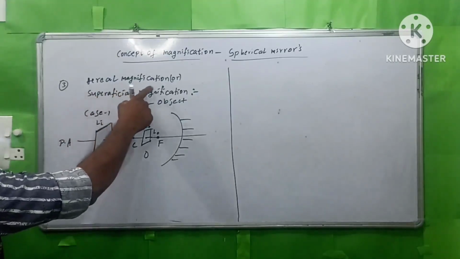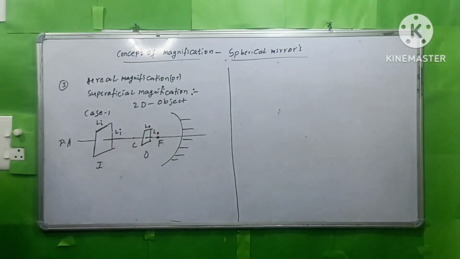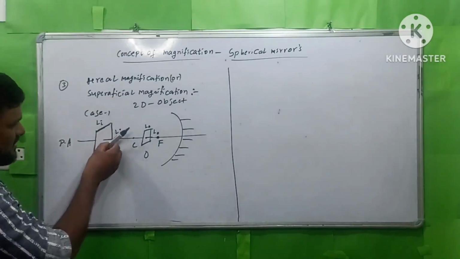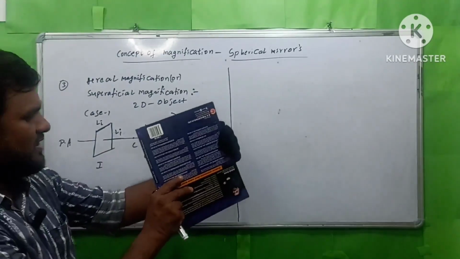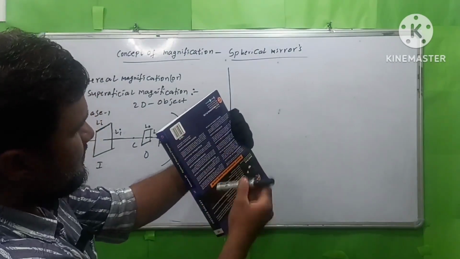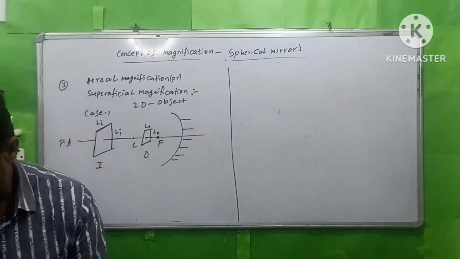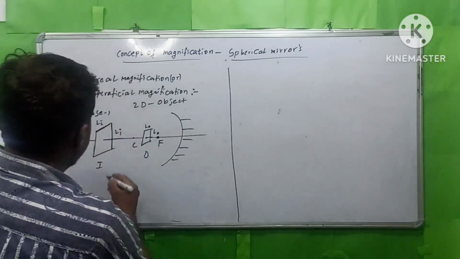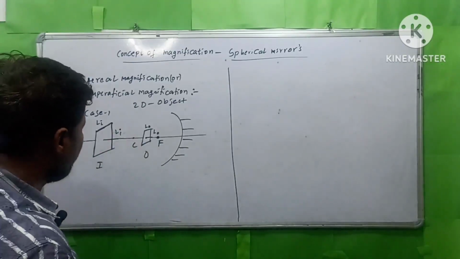We are discussing area, length into breadth becomes area. This is perpendicular to the principal axis, and this is also perpendicular to the principal axis. Why? Because if you observe, the principal axis, this line is perpendicular, and this line is also perpendicular. So we can observe here that the magnification is nothing but transverse magnification.